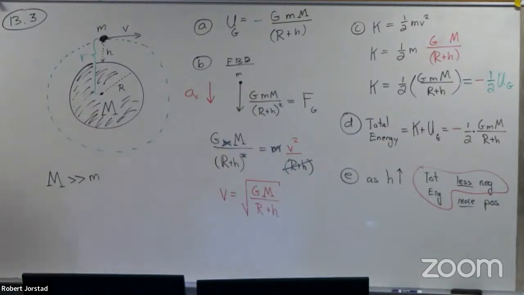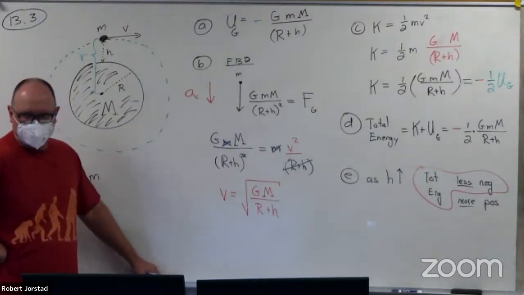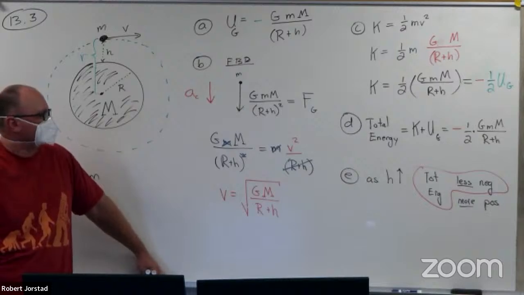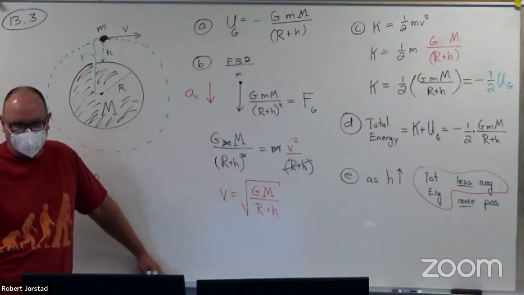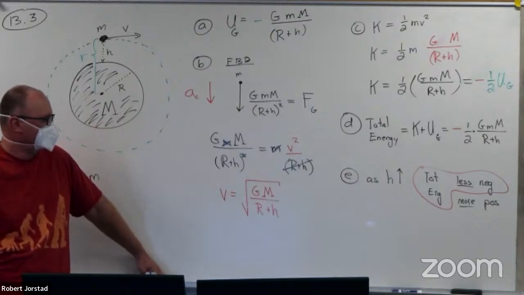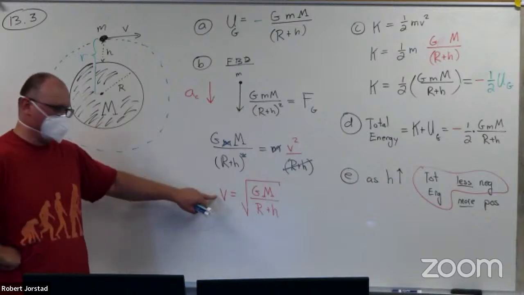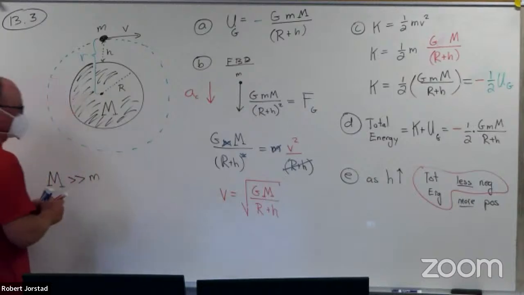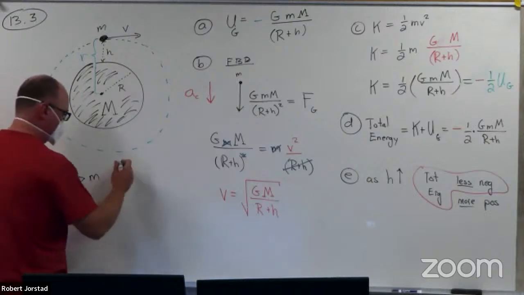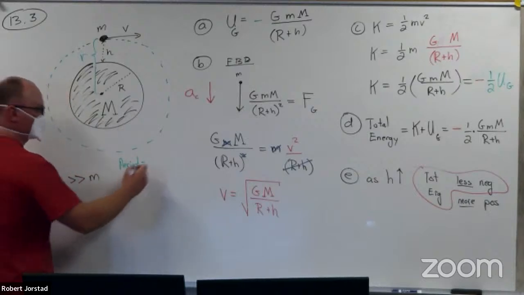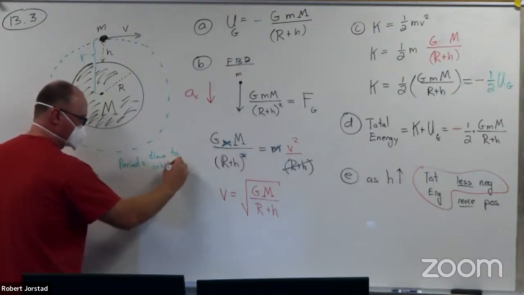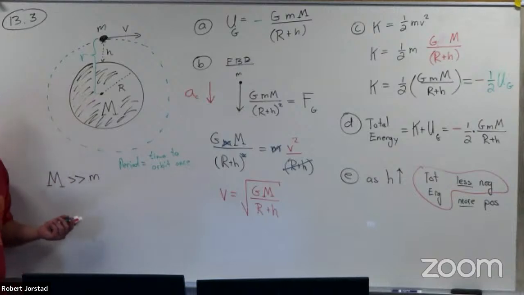Determine the period of the orbit. How could we get the period? Which of these would help us figure out the period? Which part? A, B, C, D, or E? I want the period. Where's the period hidden? In the v, right? In particular, what does period mean? Time to do what? To orbit once, or one revolution, right? Time for one rev.